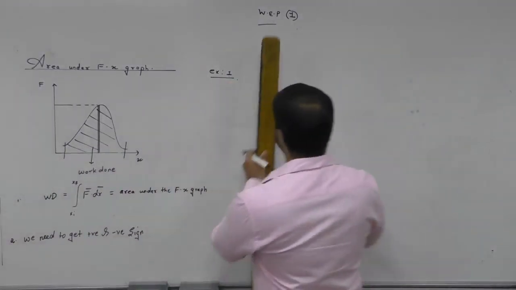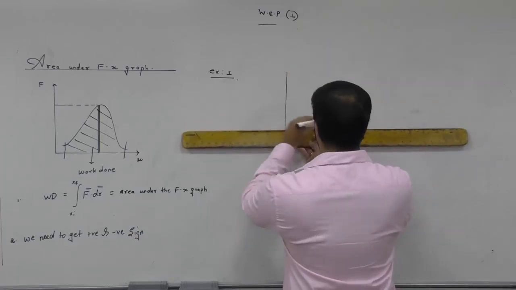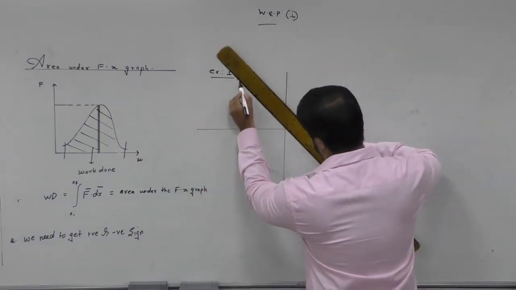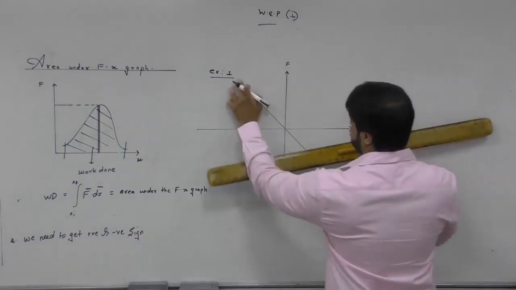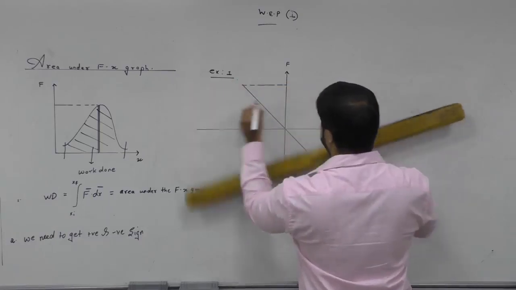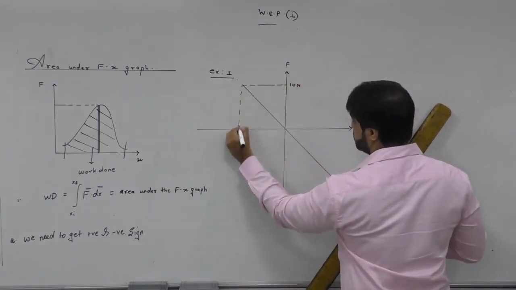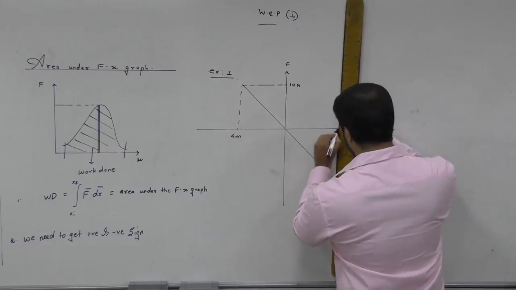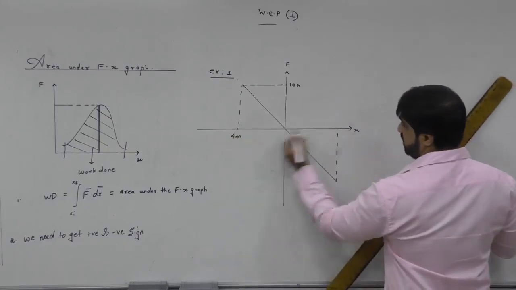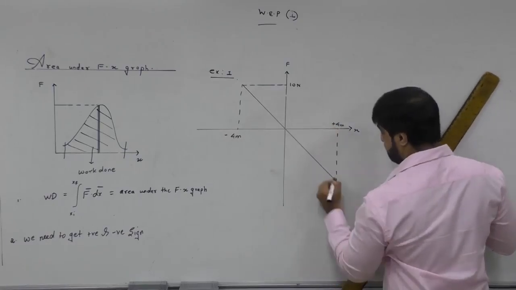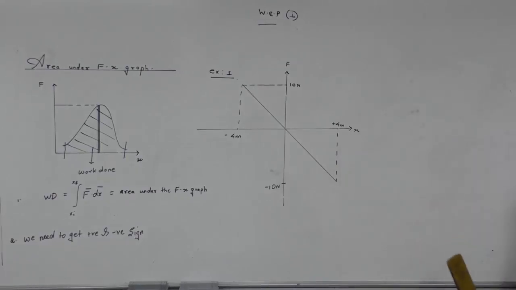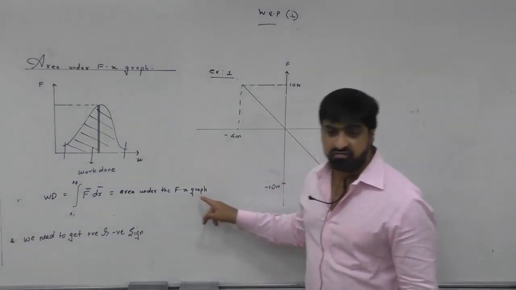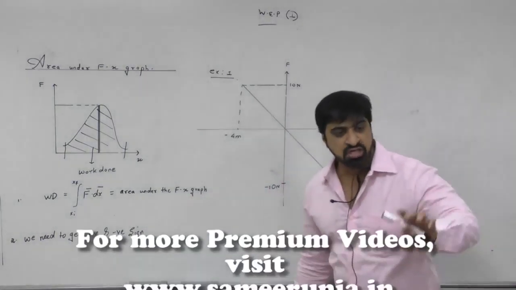Suppose I give you an example. It's a graph, F versus X. Pay attention. This is F, this is X. This is 10 Newton, this is 4 meters. This is also minus 4 meters, and this is 4 meters, and this is minus 10 Newton, right? Always remember the area under the F-x graph is the projection along the x-axis only.